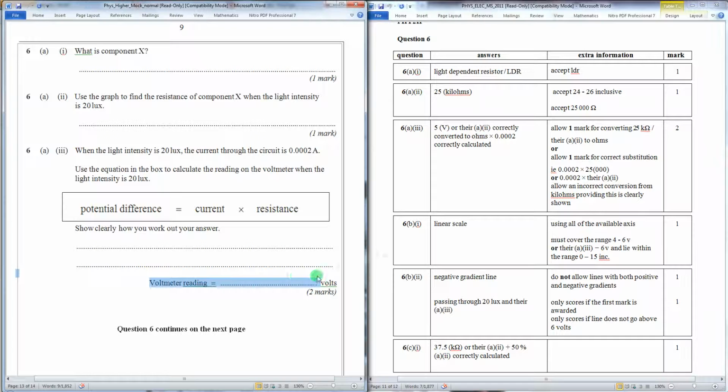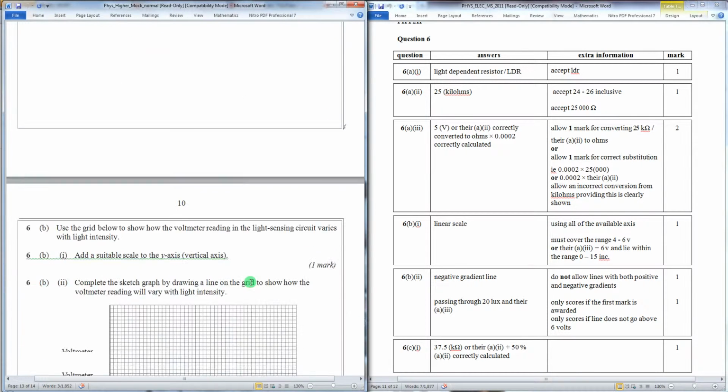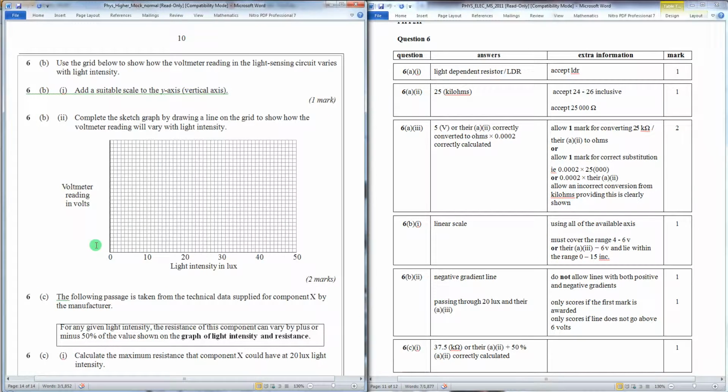up to 6 volts, and the maximum range you're allowed is 0 to 15. So if you went 0 to 20, you didn't get the mark. 0 to 15 was the biggest range you were allowed, and you would have got the mark if you'd gone from 4 to 6. That would also be fine. And then it says, complete a sketch graph by drawing a line on the grid to show how the voltmeter reading will vary with light intensity. So we can't just do this straight away.